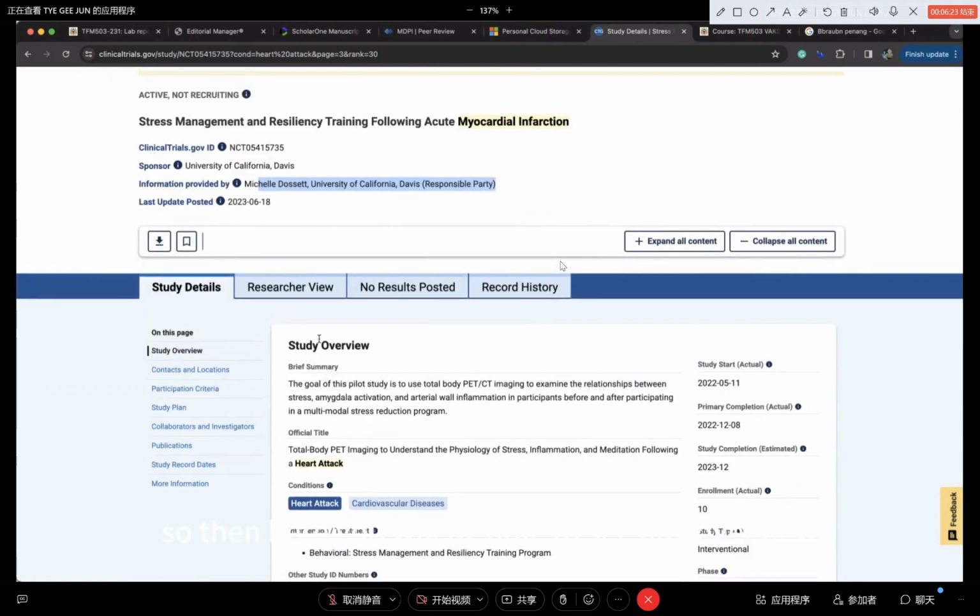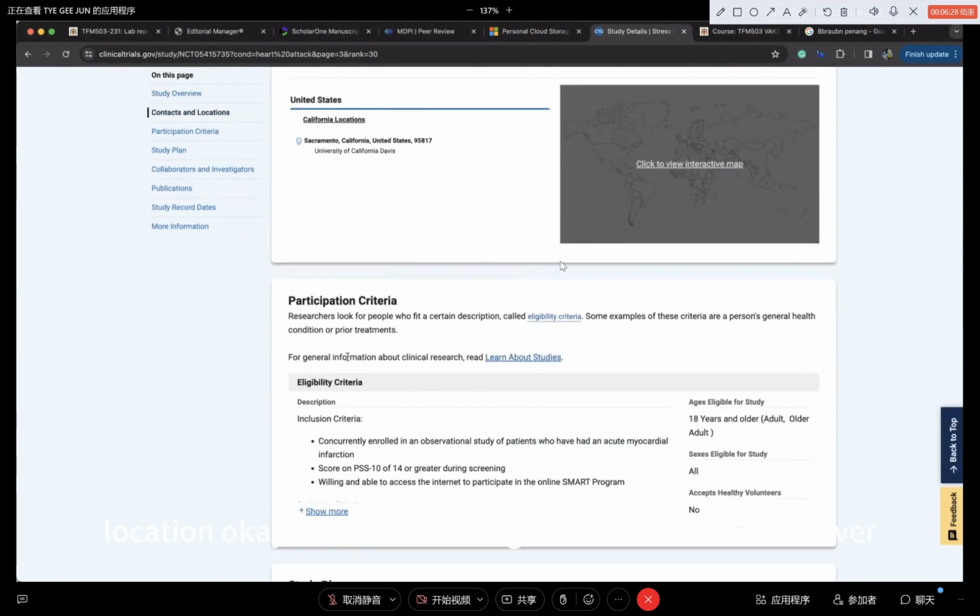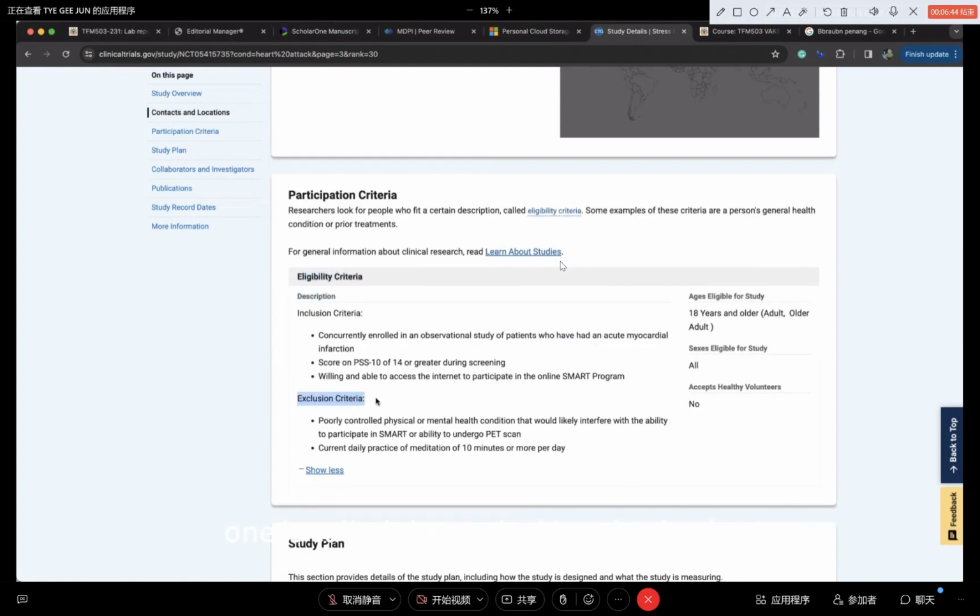So then here you will be able to see the study overview, location. Okay, this is something which is crucial. Whenever a clinical trial is done, there is normally criteria. It's called the eligibility criteria here, and normally it includes two. One is called the inclusion criteria, the other one is called the exclusion criteria. Inclusion criteria means they want to target a specific population of people. So for example, this one, they say they are willing and able to access the internet to participate with the SMART program, score of PPS 10 or 14 or greater.